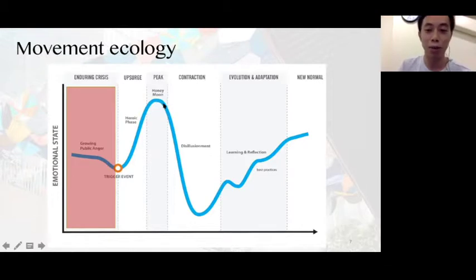But then the ecology also has a peak, which you can say is when the police fired tear gas at the protesters. And then there was the disillusionment, which is a kind of downside, where the protesters become calmed. But now we are just going to focus on the escalation part, the first phase.